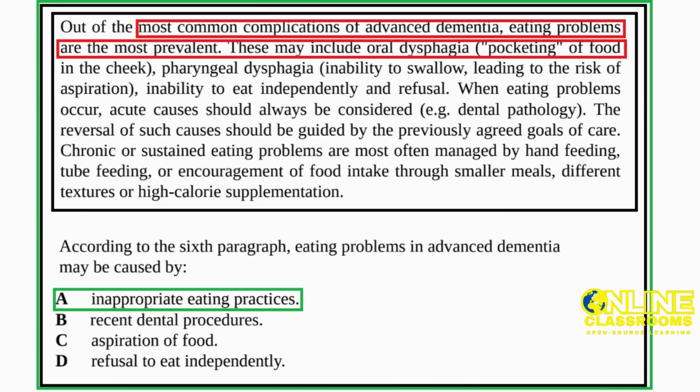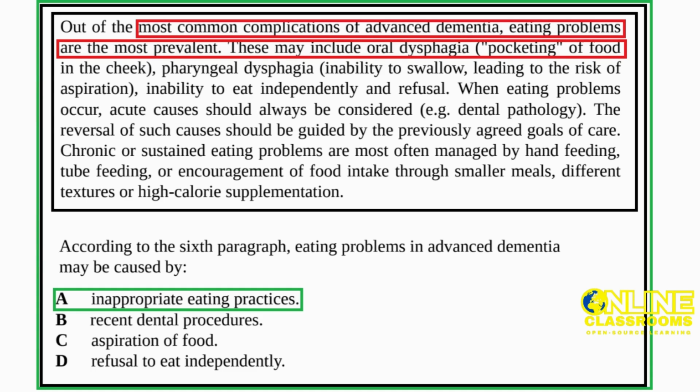Let's analyze the given paragraph to understand the cause of eating problems in advanced dementia and determine the correct answer. The paragraph discusses eating problems in advanced dementia and mentions that these problems may include various factors, such as oral dysphagia, pharyngeal dysphagia, inability to eat independently, and refusal. It also highlights that when these problems occur, acute causes, e.g., dental pathology, should be considered, and the reversal of such causes should be guided by the previously agreed goals of care. The paragraph provides a general overview of the possible causes and management of eating problems in advanced dementia.